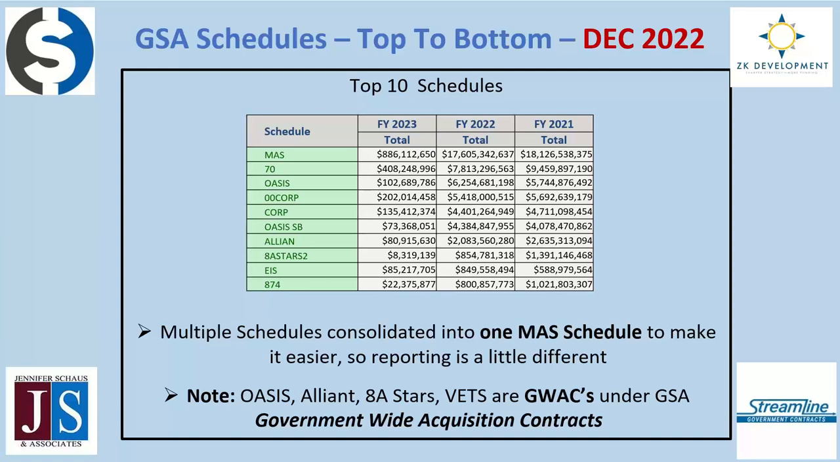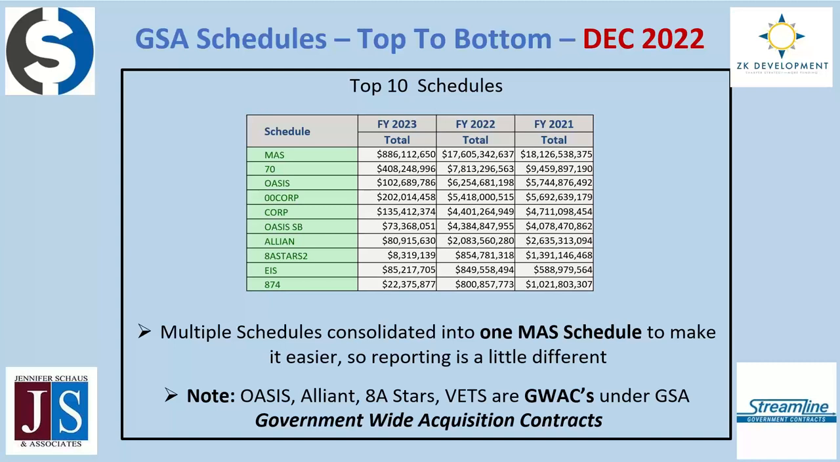The data that we get is coming from FPDS, just so that everyone knows where the data that I'm presenting is coming from, and it's FedMine's presentation. The other thing that I want to bring to everyone's attention is that OASIS, Alliant, 8(a) STARS, and WETS are all GWACs, or government-wide acquisition contracts, that fall under the GSA schedule.